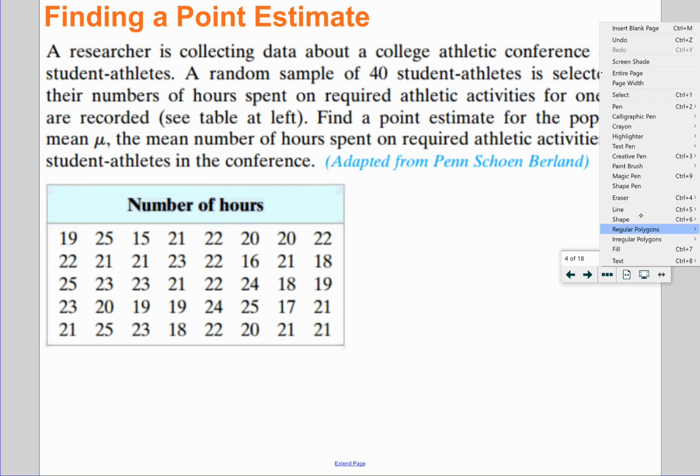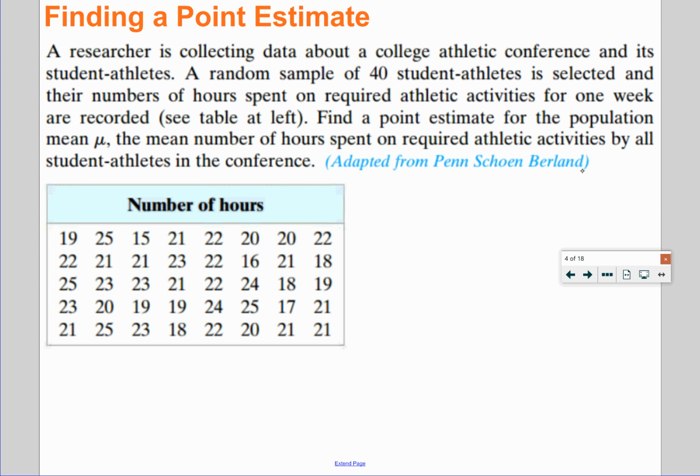So if we want a point estimate for the mean of the population, we find the mean of the sample. That's our point estimate. That's all you need to know, which we know how to do already. It's the sum of all of our x's divided by n, the number of data values. So what's our n in this problem? 40. And I'll save you a little bit of time. When you add all these up, you get 842. Divide them.